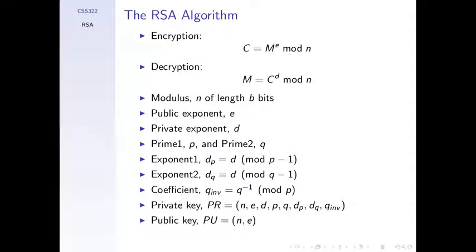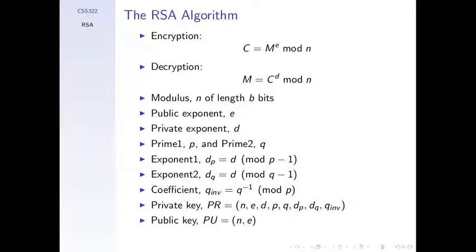You should recall that the RSA encryption algorithm is to take some plain text message M, raised to the power of E, the public exponent, and then mod by our modulus n, and we get the ciphertext as output. And decryption, we take that ciphertext raised to the power of D, our private exponent, mod by the modulus n, and we get the original plaintext M back.